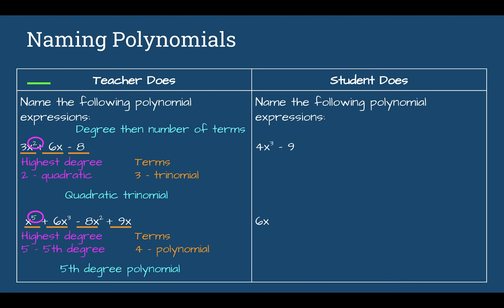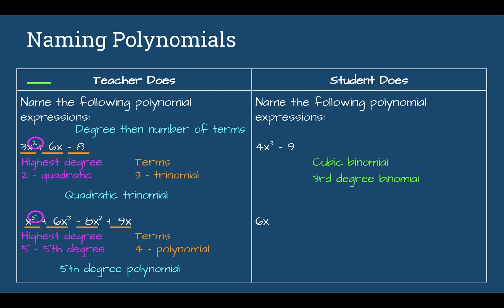Now it's your turn again. Pause the video one last time. Name the 2 polynomial expressions there. Let's check. You should have said the first one is a cubic binomial or a 3rd degree binomial. The highest exponent is a 3. That's where the cubic comes from. And there are 2 terms, which is where binomial comes from.